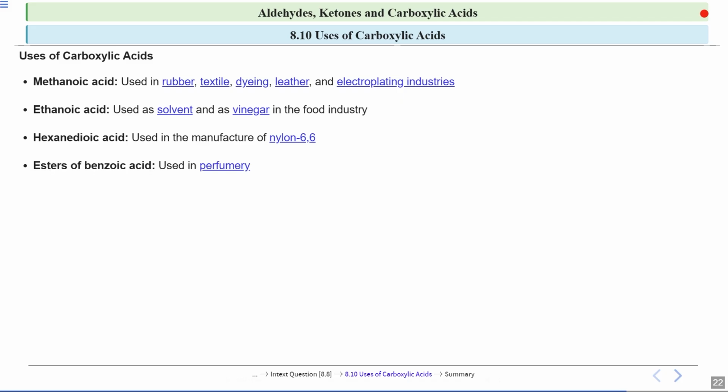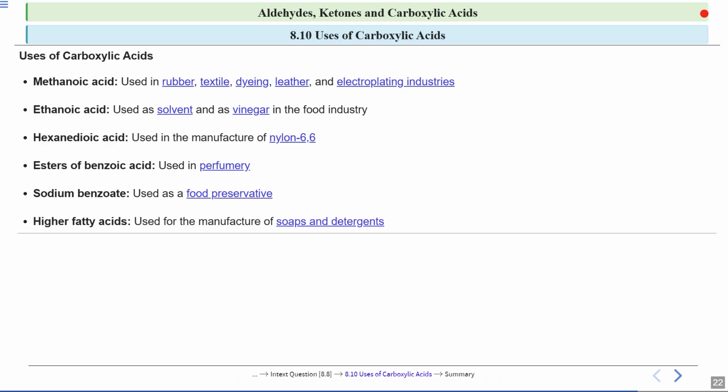Next, we have esters of benzoic acid. These compounds are used in perfumery because they have pleasant fragrances. We have another one, which is sodium benzoate. This is used as a food preservative to prevent the growth of bacteria and fungi in acidic foods. This is a good example of how it keeps our food safe and fresh.